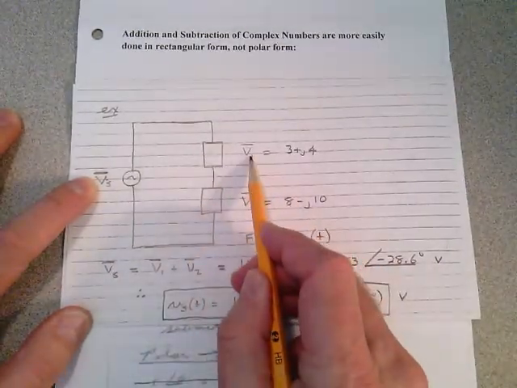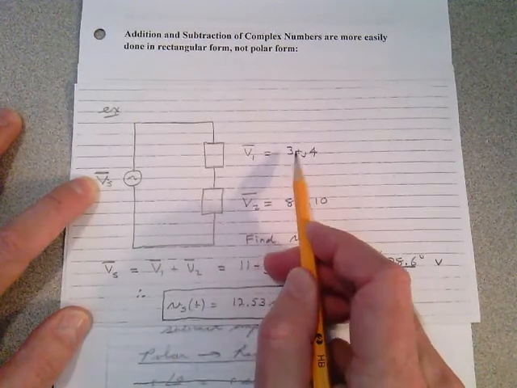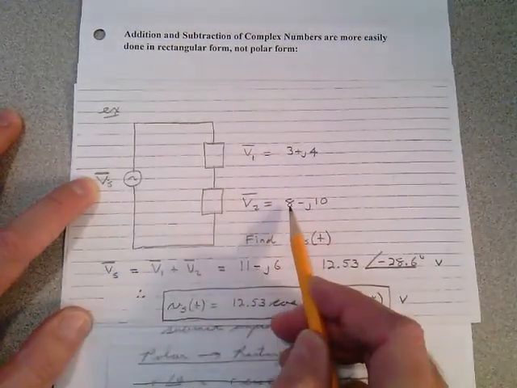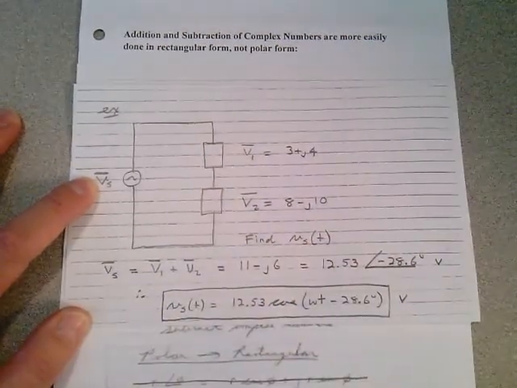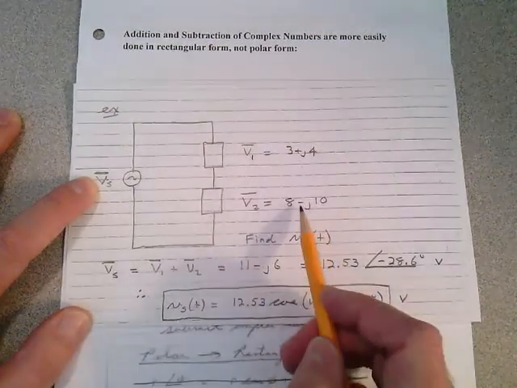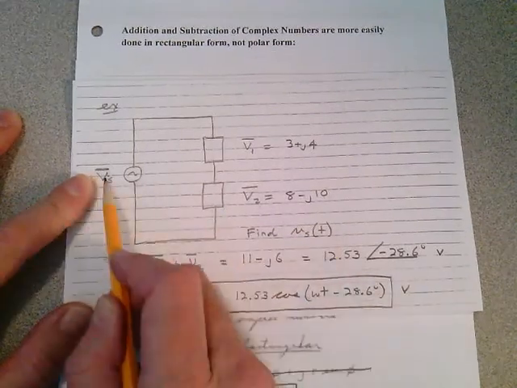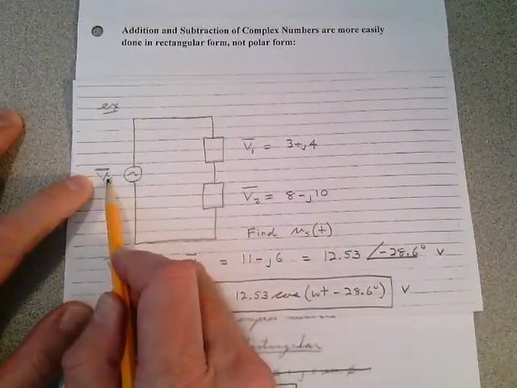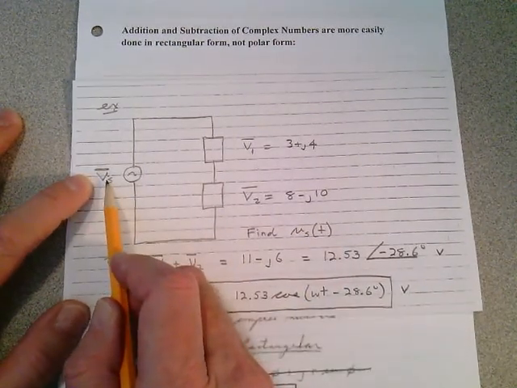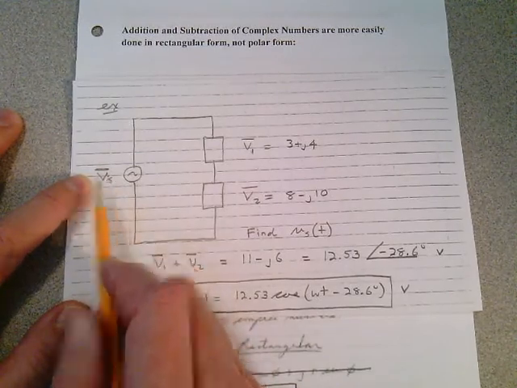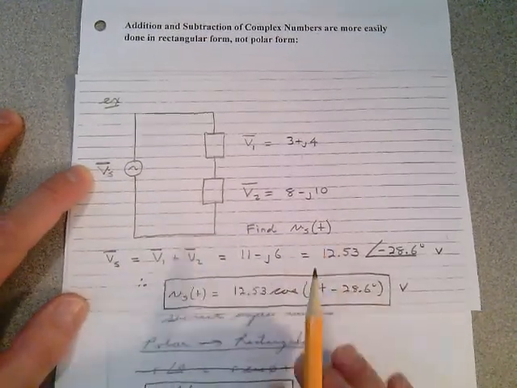I know the voltage across this element is 3 plus J4, and I know the voltage across this is 8 minus J10. That's the voltage across each one of these. I want to find the voltage at the source with respect to time, not the polar form out here, not the complex form. I want to find the voltage with respect to time. So how do I do that?